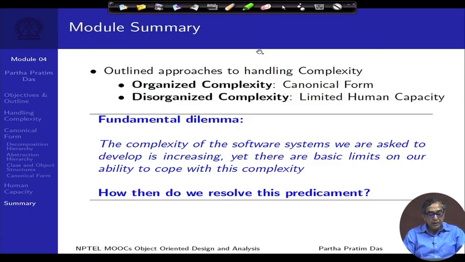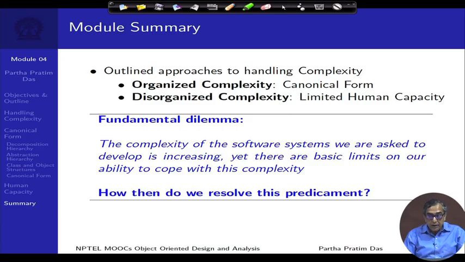So, to summarize, we have outlined here some approaches of handling complexity. Primarily, we have talked about the canonical form comprising the system architecture and the 5 attributes. And the canonical form is what you will have to very clearly understand and try to remember, because next week, when we start talking about object models and so on, we will frequently fall back on this canonical form for explanation and understanding. And all these together is called the organized complexity, and we have observed that due to the limitation of human capacity, we have a big part of the complexity which is still quite disorganized and difficult to handle.